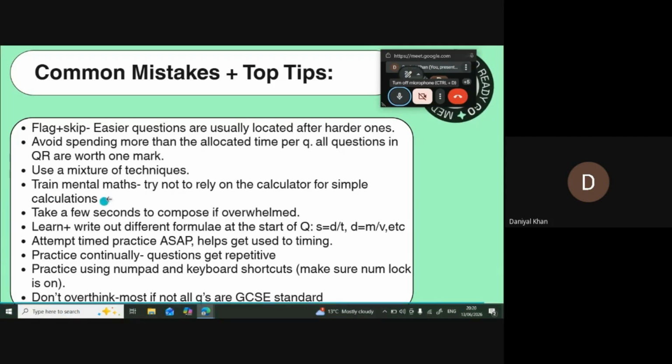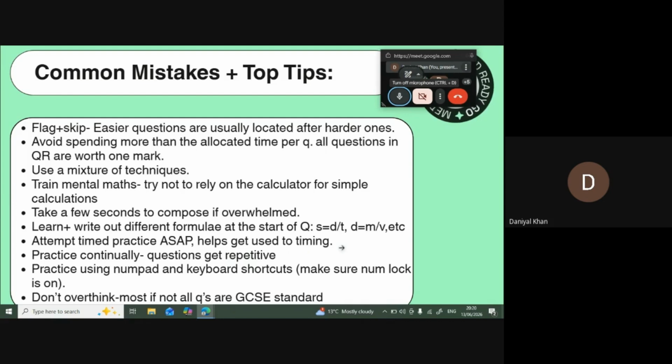Then this one: attempt timed practice ASAP. It helps you get used to timing. You've all seen today that the questions are not that difficult. The questions are repetitive. So even if you don't know these questions that I showed you today, chances are you'll see them again in the future with different numbers and you'll know how to work them out. It's just the same principles. The timing is the hard part. It's just rapid fire. But once you get the timing on your belt, you can easily score.